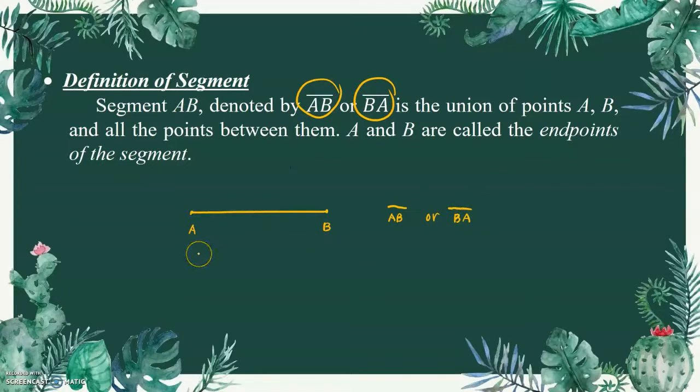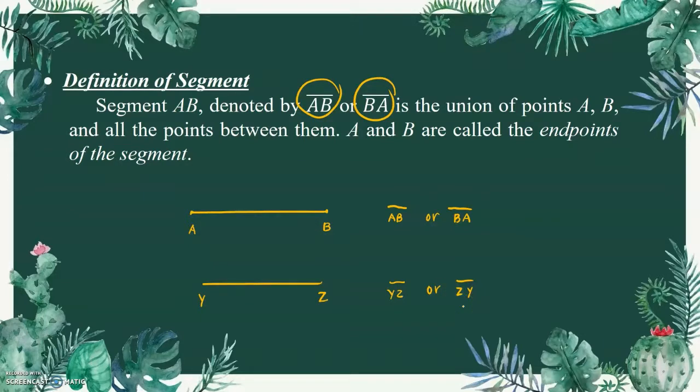Alright, now let's have another example. What if we have this segment, and this time the endpoints of our segment are Y and Z. So still the same, in denoting this segment, we'll have it as segment YZ or segment ZY.